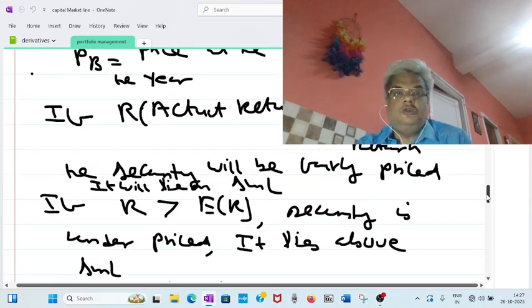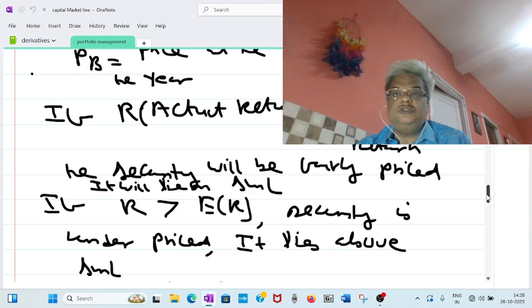If actual return equals expected return, the security is fairly priced. If actual return is greater than expected return, the security is underpriced. Because you can see the actual return is more, and they expected the security to give 4%, but actually it is giving 5%. So it is performing better. So it is underpriced and it lies above the security market line. It will be a good decision to buy the security at that point.